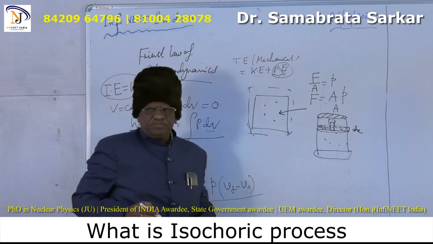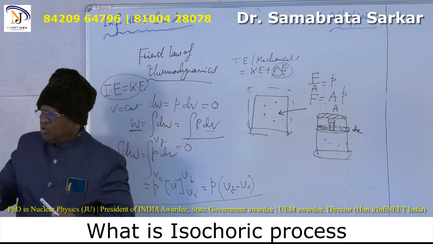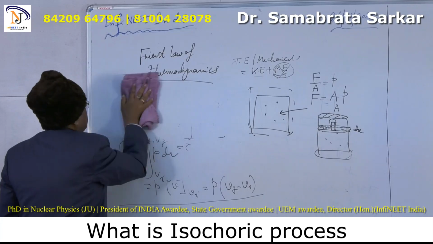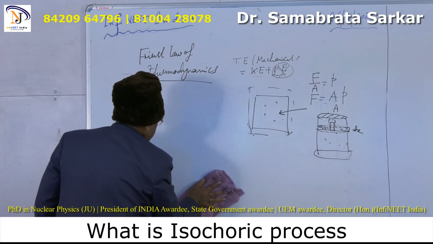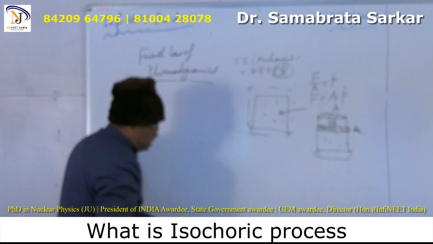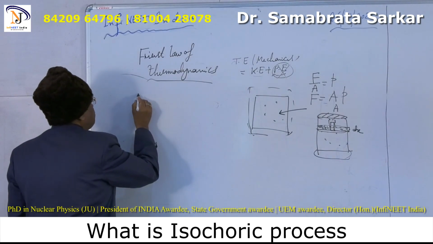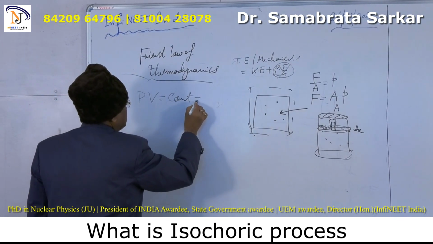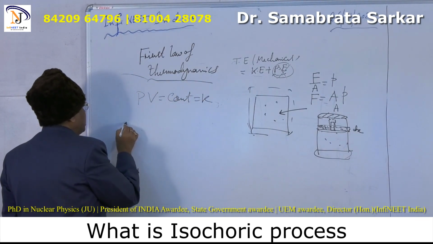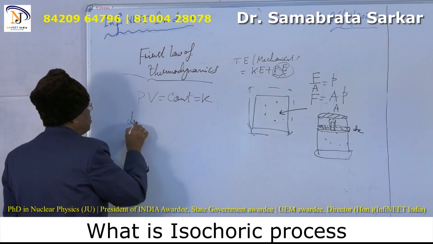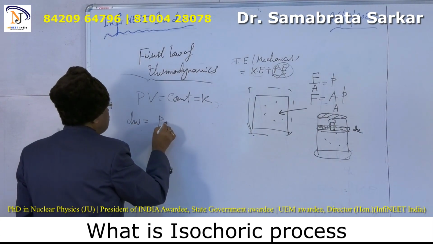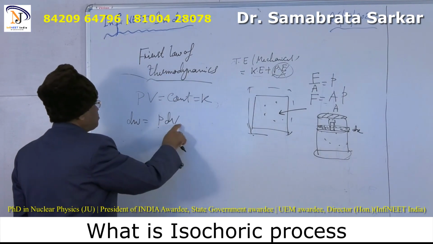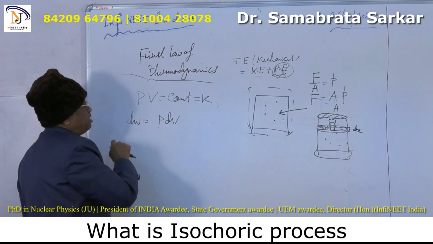Another process is the isothermal process. What is the work done in an isothermal process? Who can tell me? When temperature is constant. Yes, isothermal. That means PV equals a constant, that is K. Okay. Then you can write dW equals P dV. What is it? P into dV.